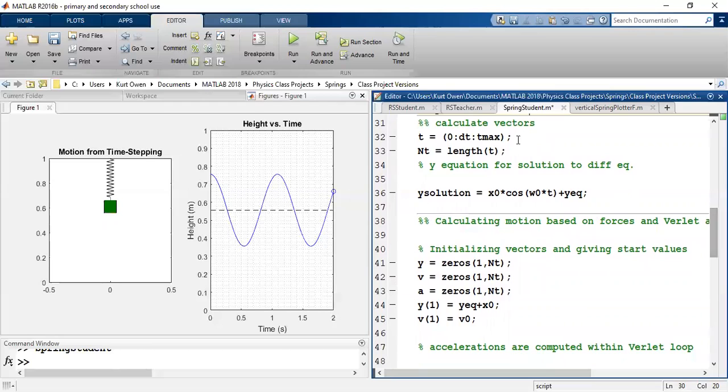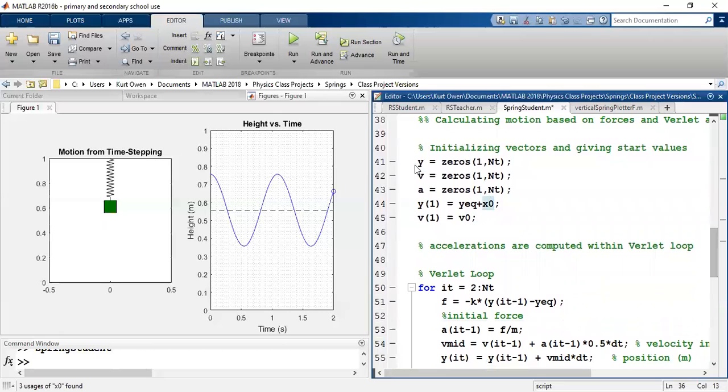All right, here we make a time vector in line 32, and line 33 tells us how many times we're going to have for our plotting loop. Now notice line 36. This is the mathematical solution. The amplitude of the motion is the initial displacement in this for now. You'll remember we had a cosine omega t plus YEQ, but this is just the initial x instead. Okay, moving on down.